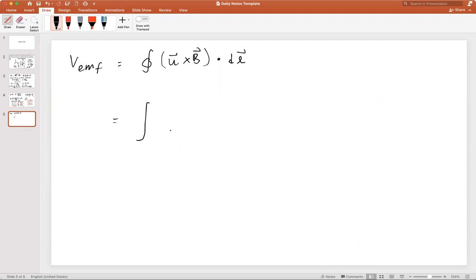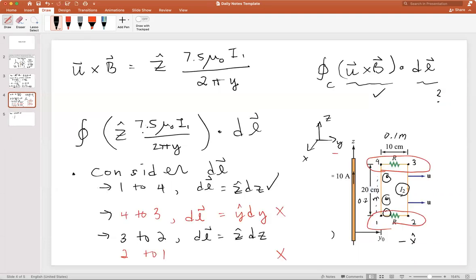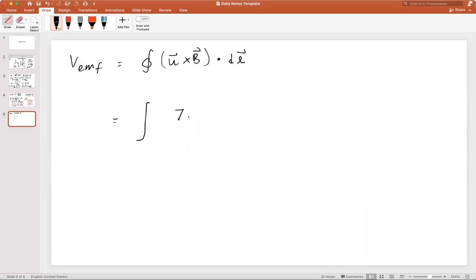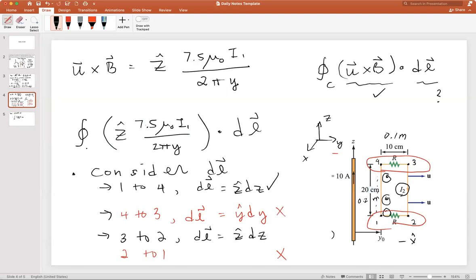We know that u cross B is equal to this, and we can see that the dl is this z hat dz. So we're going to have 7.5 mu naught I1 crossed with dz. And because it's in the z direction, we need to determine what the limits are going to be. So for path 1 to 4, we should determine some limits.